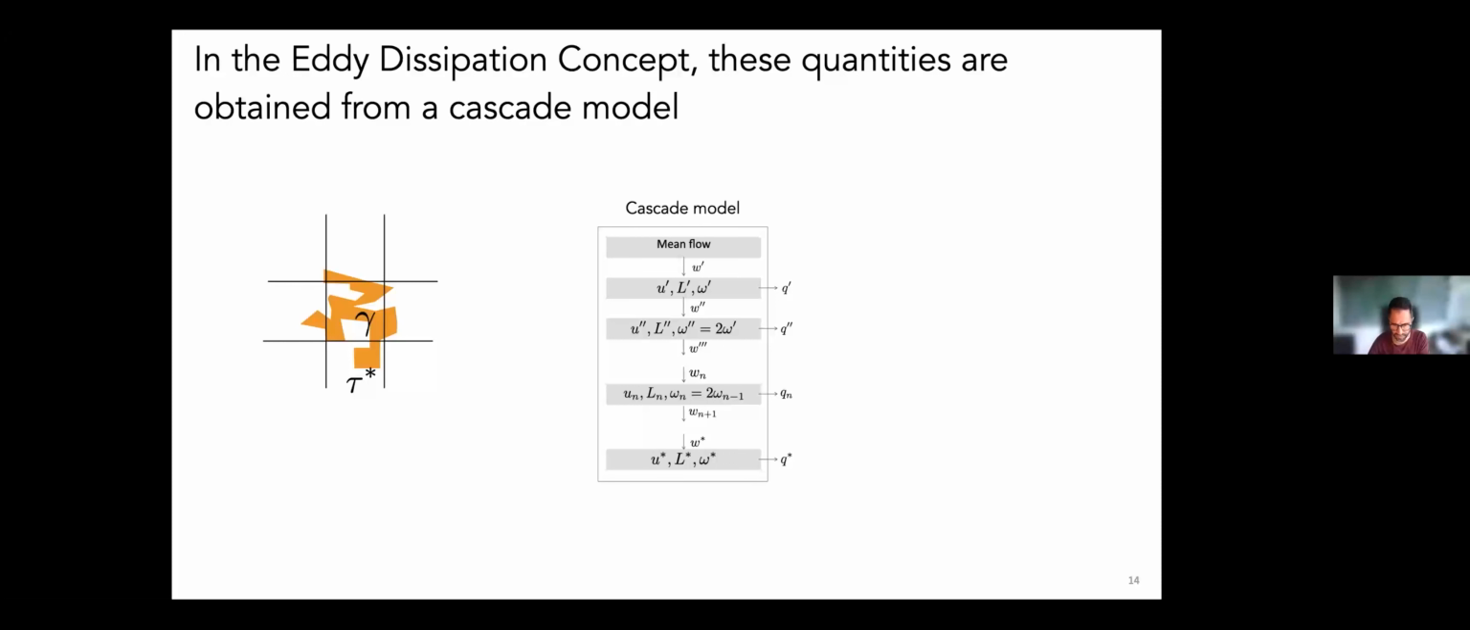But basically in the EDC model, I highlighted here, you have this gamma, the mass fraction of the reacting structures, the fine structures, and the tau star, which is the residence time. You see that these are obtained directly from a cascade model, very similar to the energy cascade model. You have a mean flow, and then you have a final scale where everything is dissipated. But here, this is applied directly to the chemical process. And so combustion is assumed to be happening at this scale, indicated by this star, where all the dissipation of the mechanical energy occurs.